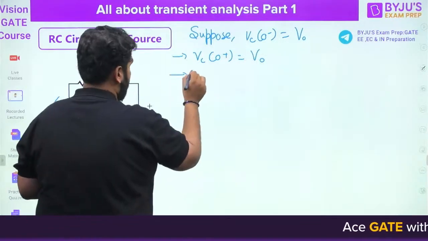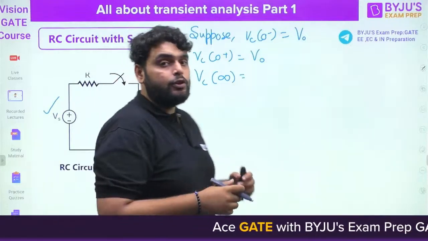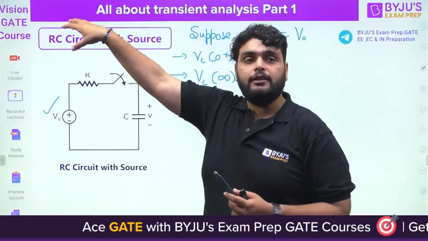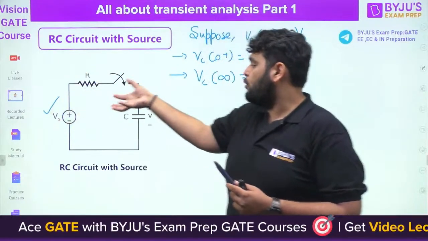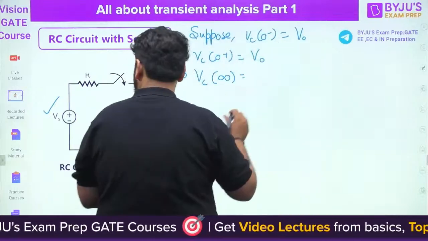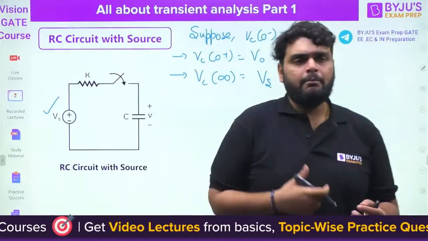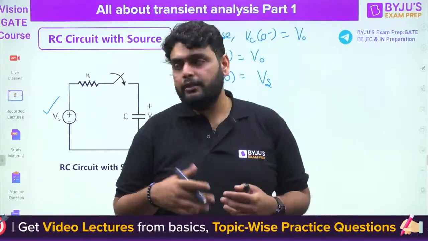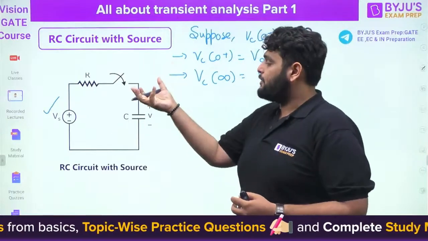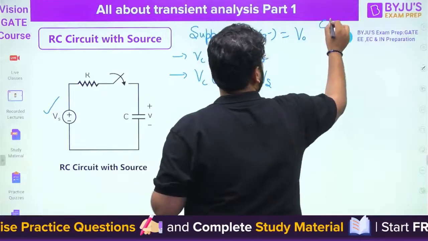Next, if I ask what is the capacitor voltage at t tends to infinity, use your mind. Once the switch is closed, in the steady state, the whole voltage is going to be stored in the capacitor. So that will be Vs. Actually, voltage is not stored, the charge is stored, but just for the sake of convenience, I'm saying voltage. Actually, charge is stored by the capacitor, and that charge divided by capacitance gives you the voltage. Remember, CV equals Q.